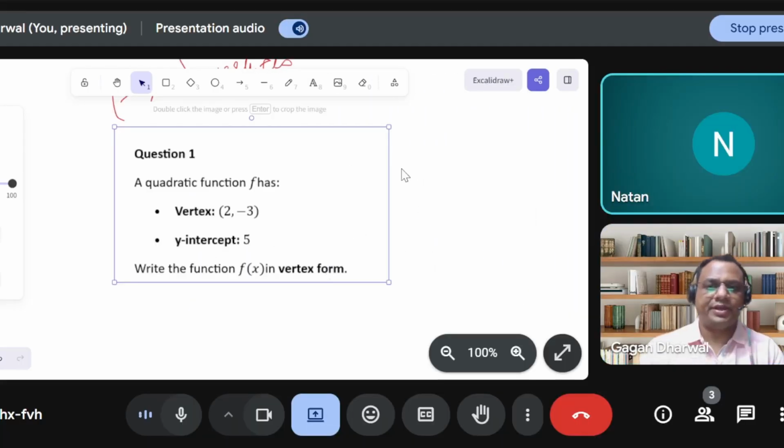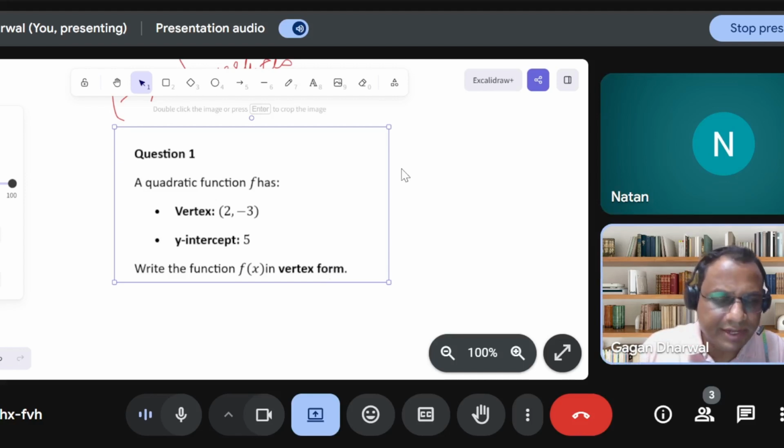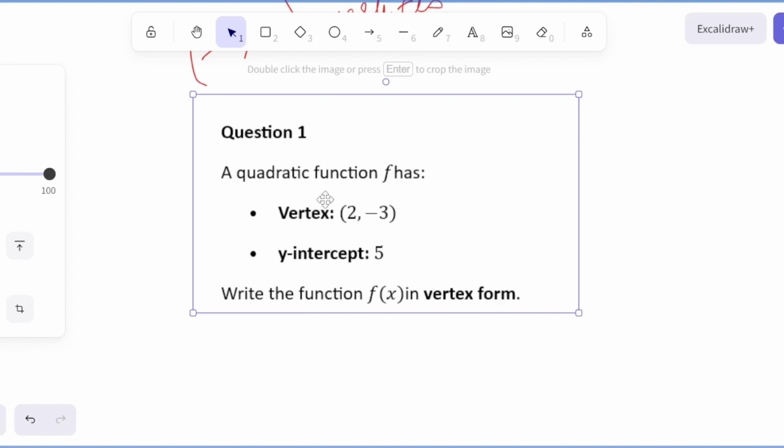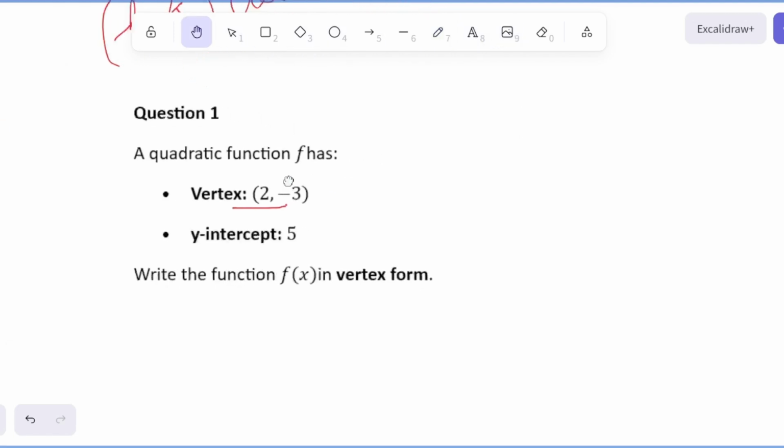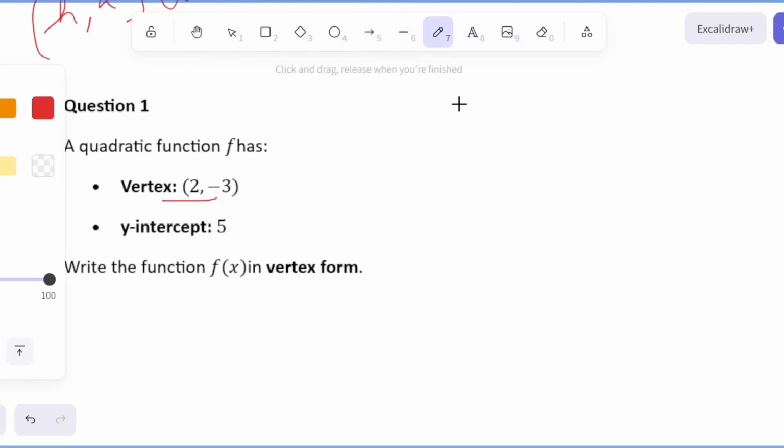Okay, so here in this question we can see we have a vertex and we have a y-intercept, and they are asking us to find this quadratic function in the vertex form, right? I'll show you one, and I'll ask you to solve the other one yourself. So how will we do this one? Let me take it a little towards the left.